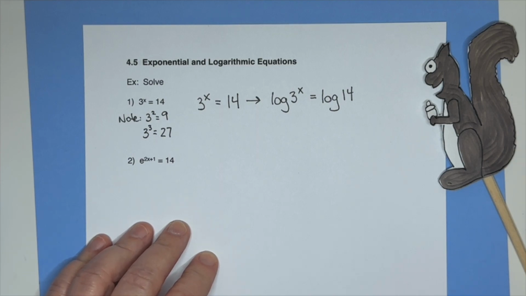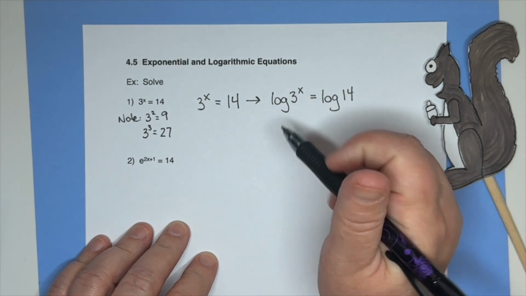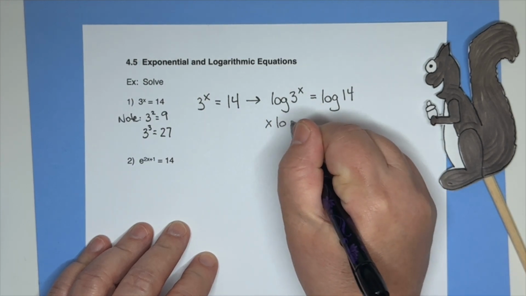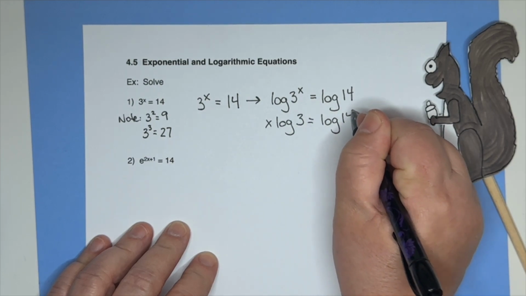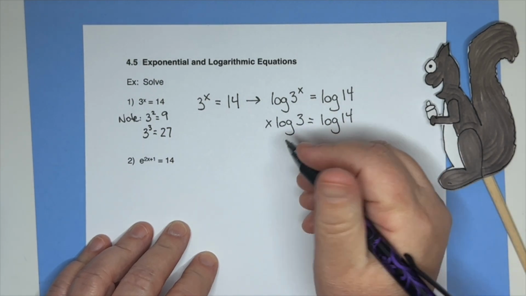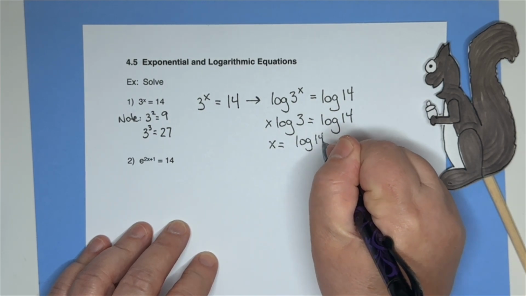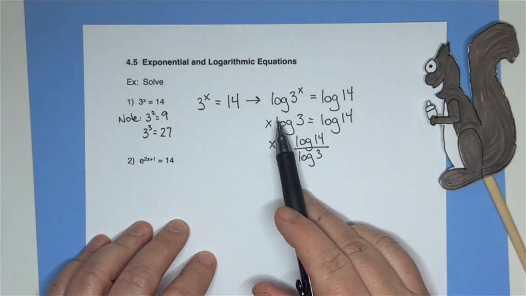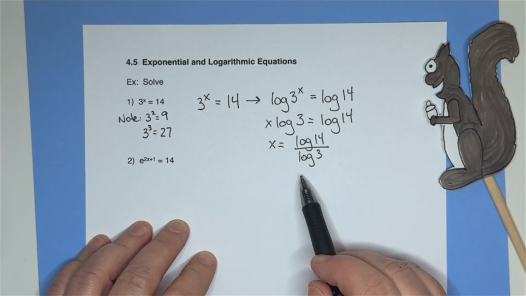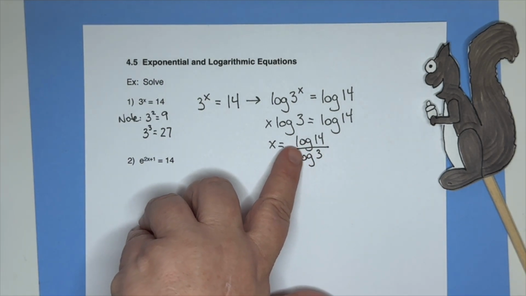Now, how does this help me? Well, it helps me because then this exponent comes down in front. So I get x times the log of 3 equals the log of 14, or x equals log of 14 divided by log of 3. See how I did that? I divide both sides by log of 3. Now, this is the correct answer. This is the exact answer.